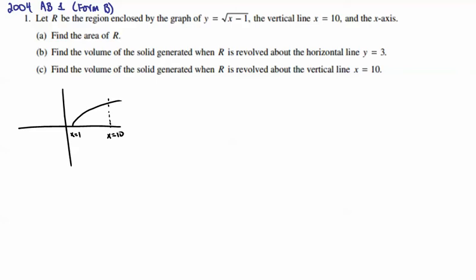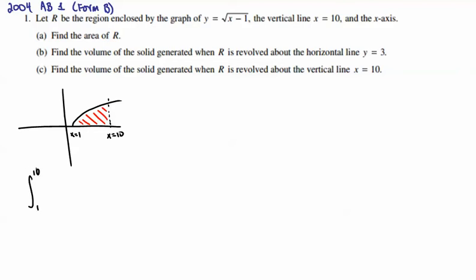In this video, we'll be taking a look at 2004 AB1 from the Form B test. Let R be the region enclosed by the graph of y equals square root of x minus 1, the vertical line x equals 10, and the x-axis. And so we have this graph here, and we're just looking for the area that's between the curve, the x-axis, and the vertical line x equals 10.